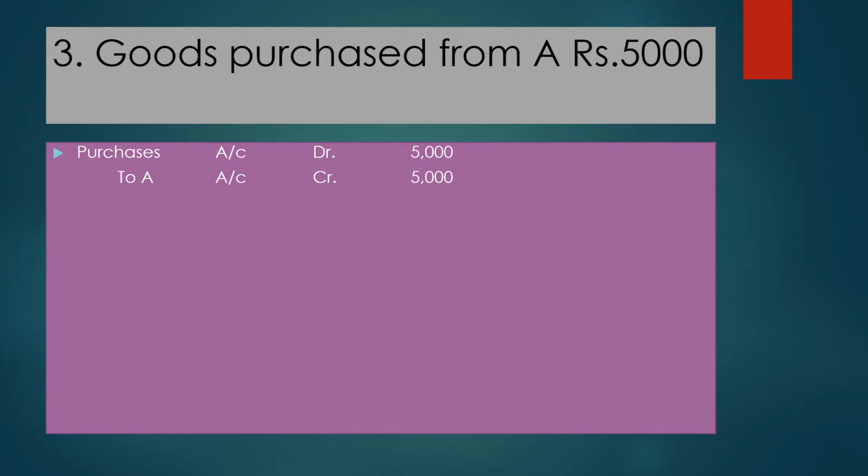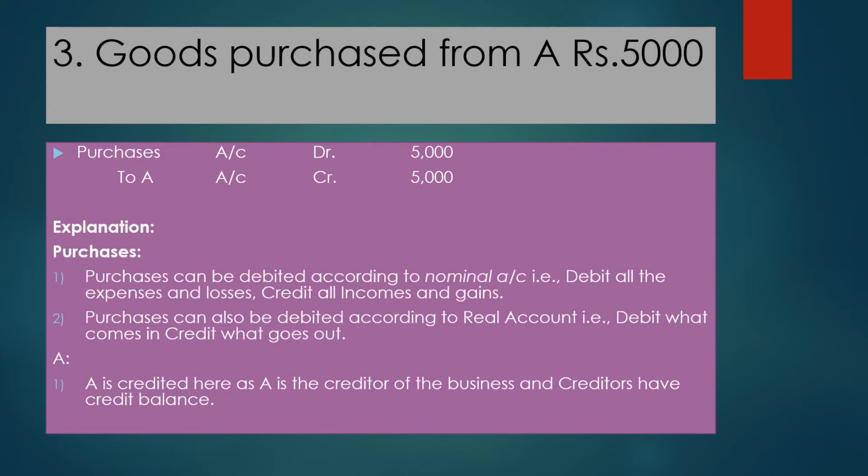Purchases account debit. Here we are debiting purchases account according to nominal account or real account. We have debited it. If we treat that as an expense, we have to debit purchases account 5,000. That is clear. Next, our query is that why not to cash? Why to A?